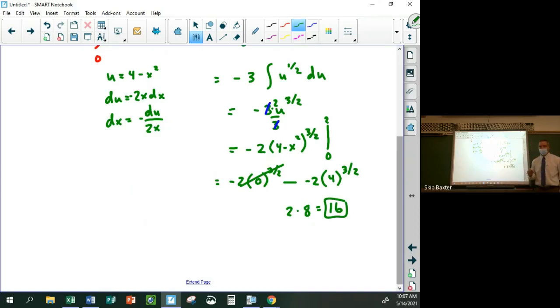But since it's not a calculator, you could have left it as this. You could have left it at this point. No place sooner, though. Right.